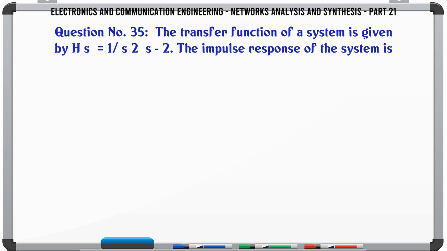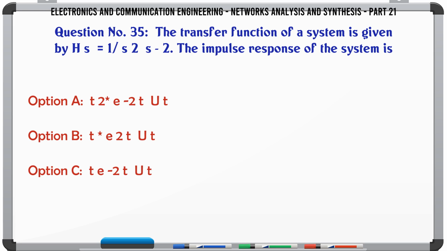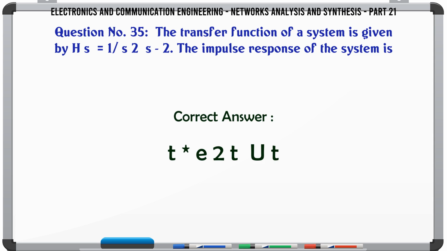The transfer function of a system is given by Hs1 S2 S2. The impulse response of the system is: A. t2 E2 TUT, B. t E2 TUT, C. t E2 TUT, D. t E2 TUT. The correct answer is Te2 TUT.